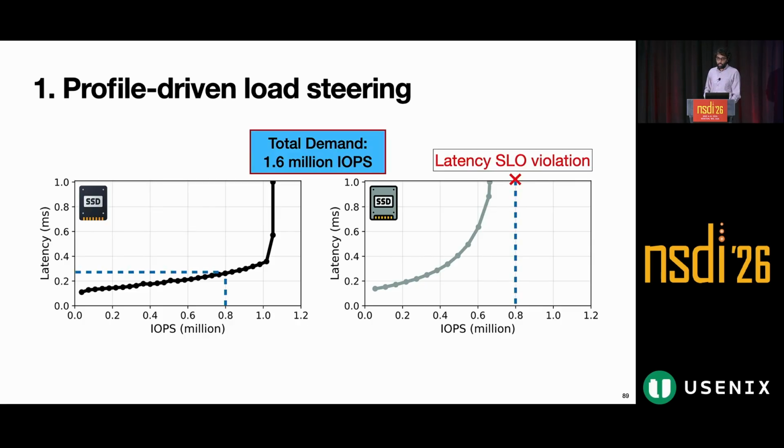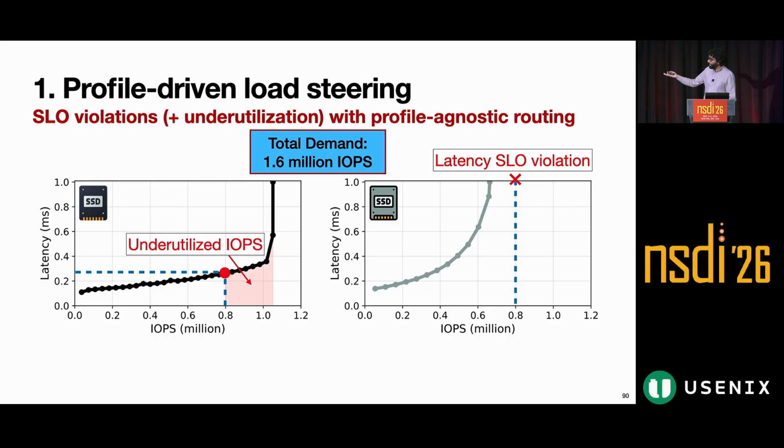Now, notice how the SSD on the right is already beyond saturation and is violating SLOs, while the SSD on the left already has underutilized IOPS that we could have tapped into. So we're in the worst of all worlds. We're not using our precious resources properly, but we're also violating SLOs.